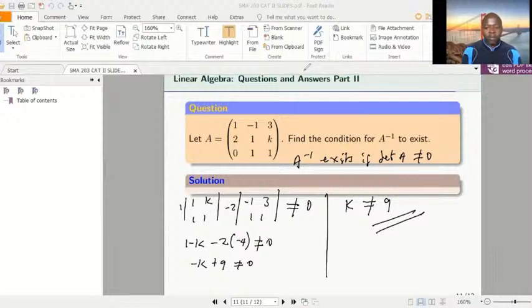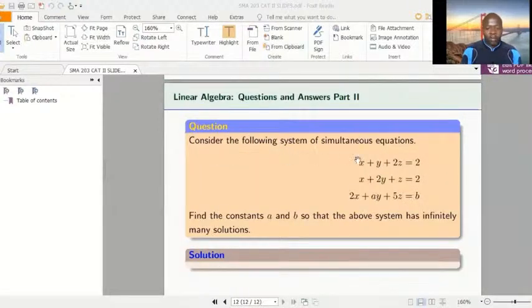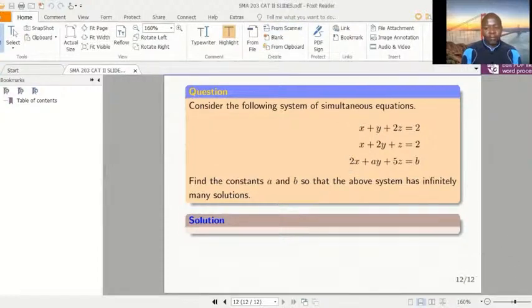So we look at the next question. The question is, consider the following system of simultaneous equations. Find the constants a and b so that this system has infinitely many solutions. We looked at a similar question before in one of our videos. Let's see how to answer this question. So I want to reduce this system to echelon form. The first equation remains the way it is. And I want to create a zero here.